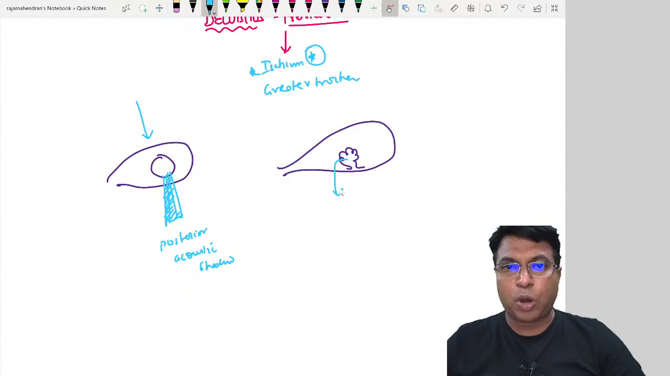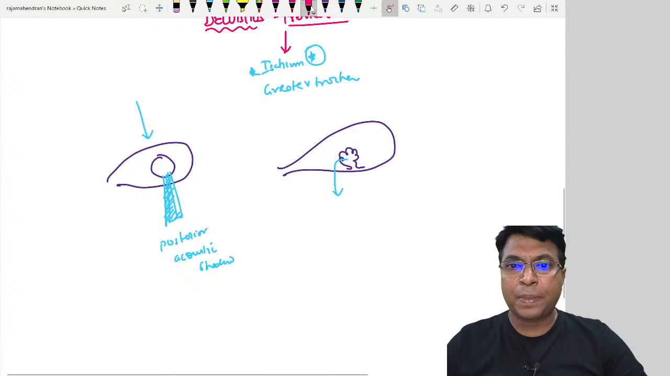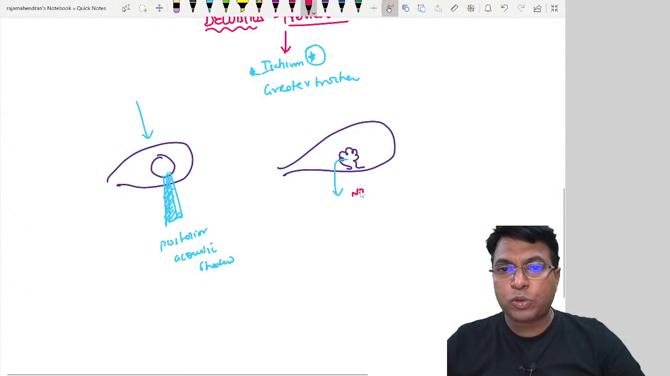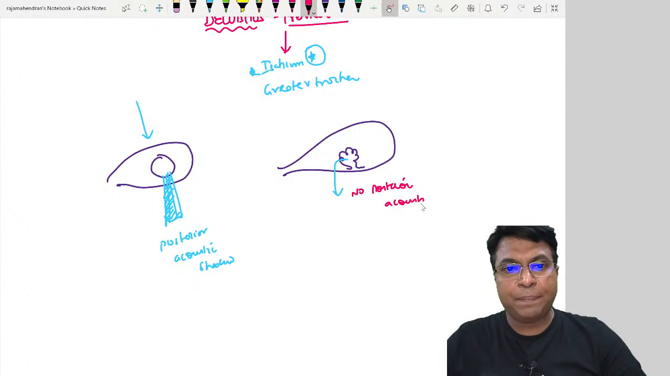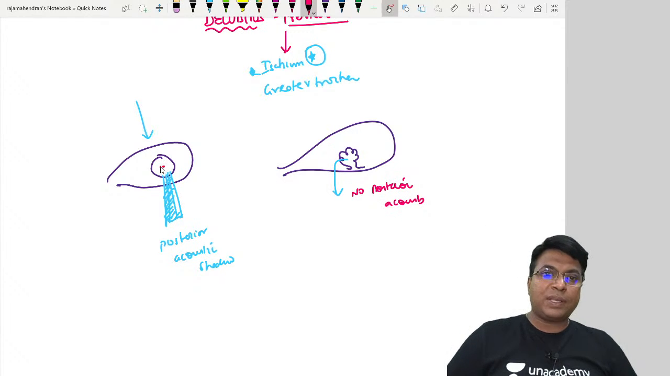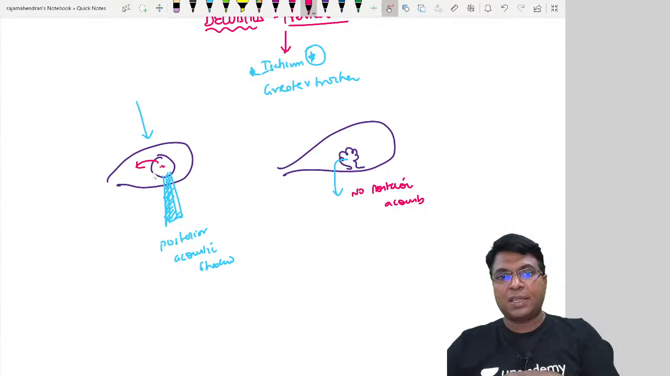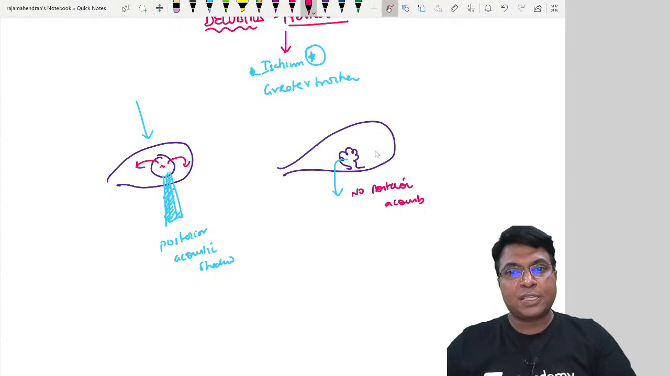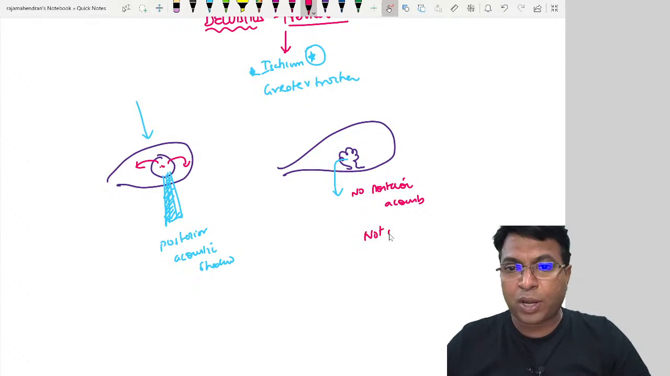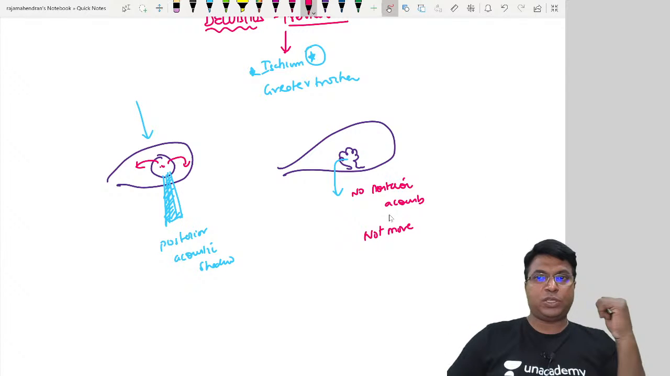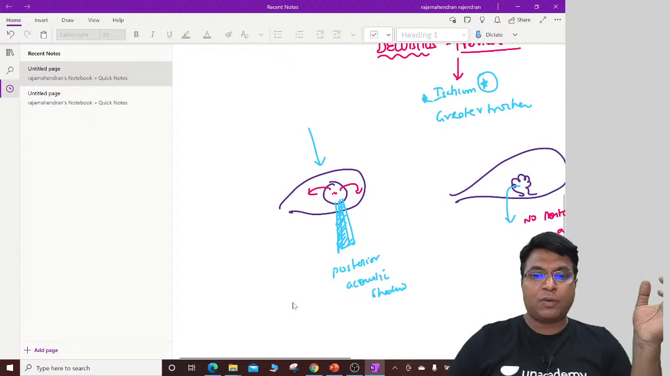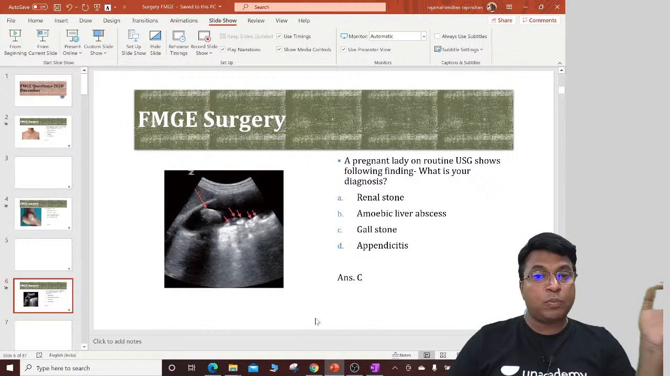And gallbladder polyp, the polyp is shown here. The polyp will not have posterior acoustic shadow seen. And most importantly, the gallstone will move with the changing of position. If the patient turns one side or another side, the stone will move. Whereas this polyp will not move. That's the second point. It will not move on changing of position. So please remember, on movement of the patient, the polyps will not move, stones will move.